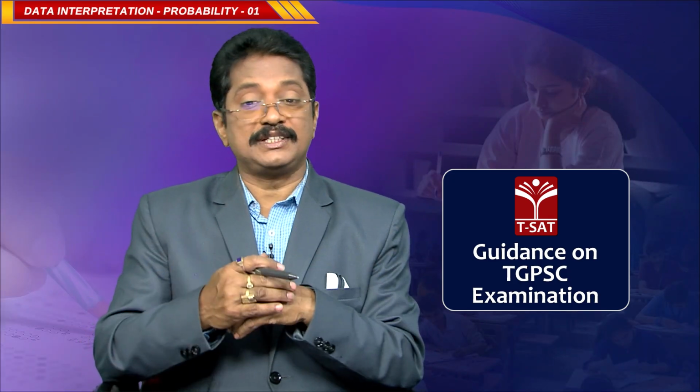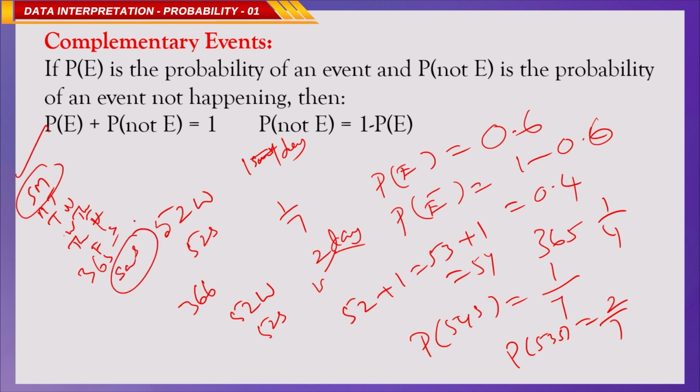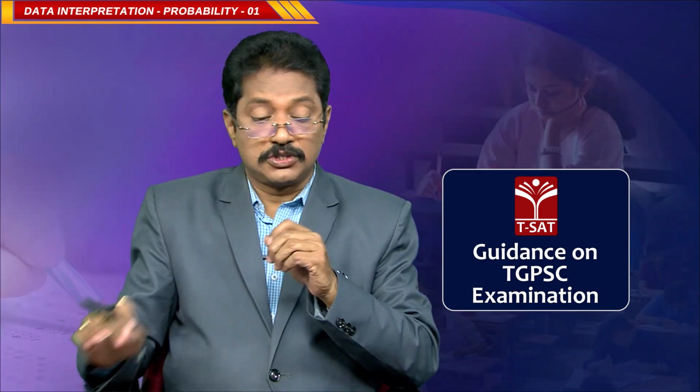We have 53 Sundays. At that time, the probability of getting 53 Sundays is 2 by 7. Correct? Why is it 2 by 7? Consider the pairs: Sunday-Monday, Monday-Tuesday, Tuesday-Wednesday, Wednesday-Thursday, Thursday-Friday, Friday-Saturday, and Saturday-Sunday. From Sunday-Monday we have a Sunday, and from Saturday-Sunday we have a Sunday, that means 2. Favorable outcomes are 2, total is 7. So the probability is 2 by 7. Do you understand? This is the most important.